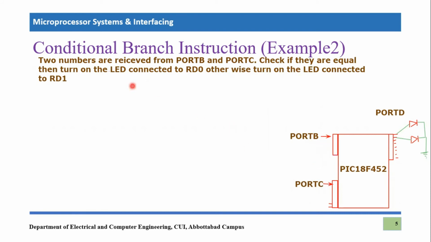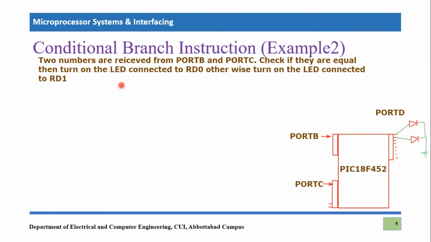If these two numbers are equal, we have to turn on the LED which is connected to the RD0 pin. So this is our RD0 pin, and this is connected to an LED. This LED will turn on whenever the two numbers received from port B and port C are equal, and otherwise turn on the LED connected to RD1. There is another LED connected to the RD1 pin, so it will be turned on if the numbers are not equal. So we have to follow the two conditions. If numbers are equal, we turn on this LED, and if not equal, we turn on this other LED.